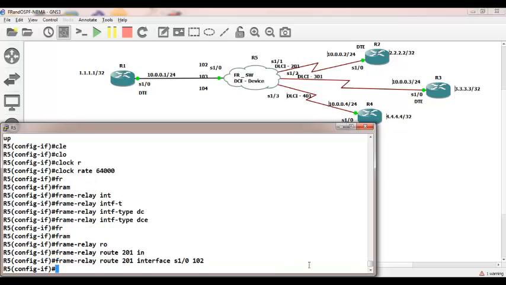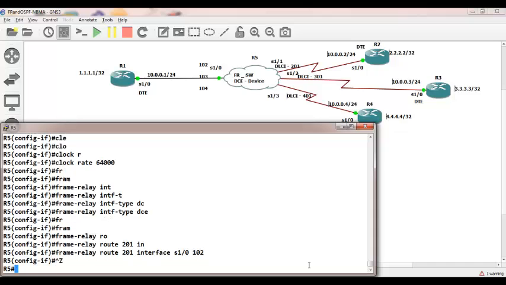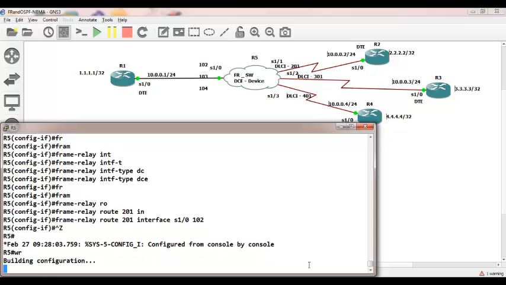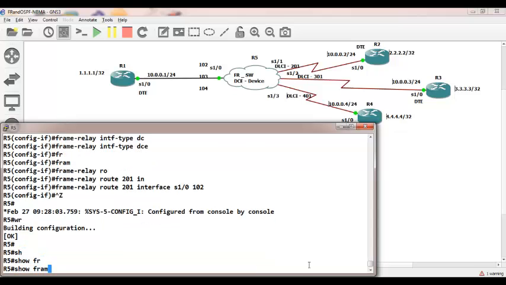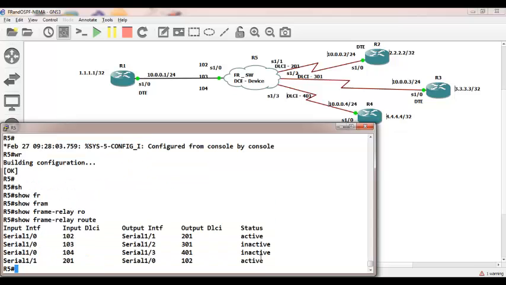Now we will see route coming up. First, the interface line protocol will come up, and the frame relay route will also come up. In two directions, we have finished for router 1 and router 2. Let's check. Show frame relay route. See, this has become active. Going from 1 to 2 is possible. 2 to 1 is also possible. Next.